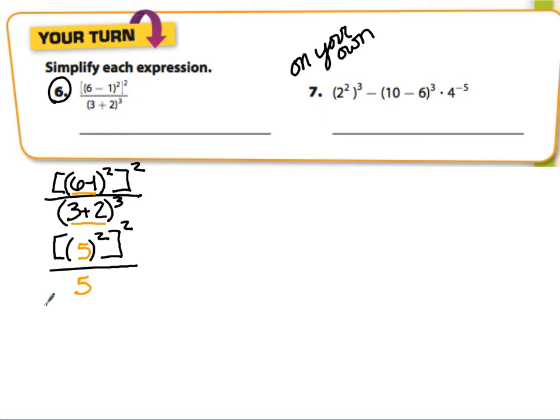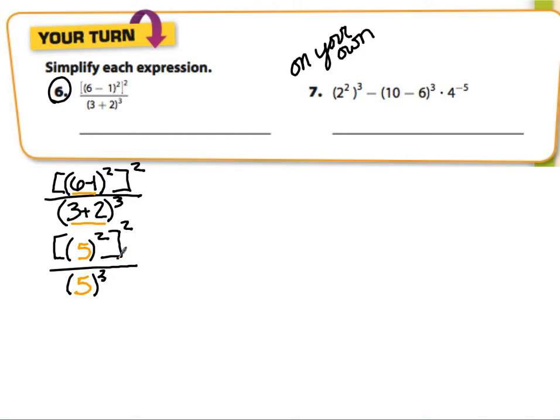Then I have 5 to the 3rd power. Give the board a second to catch up to me here. There we go. Okay, and then so now I have 5 to the 3rd power. There we go. So now let's do the work up here.